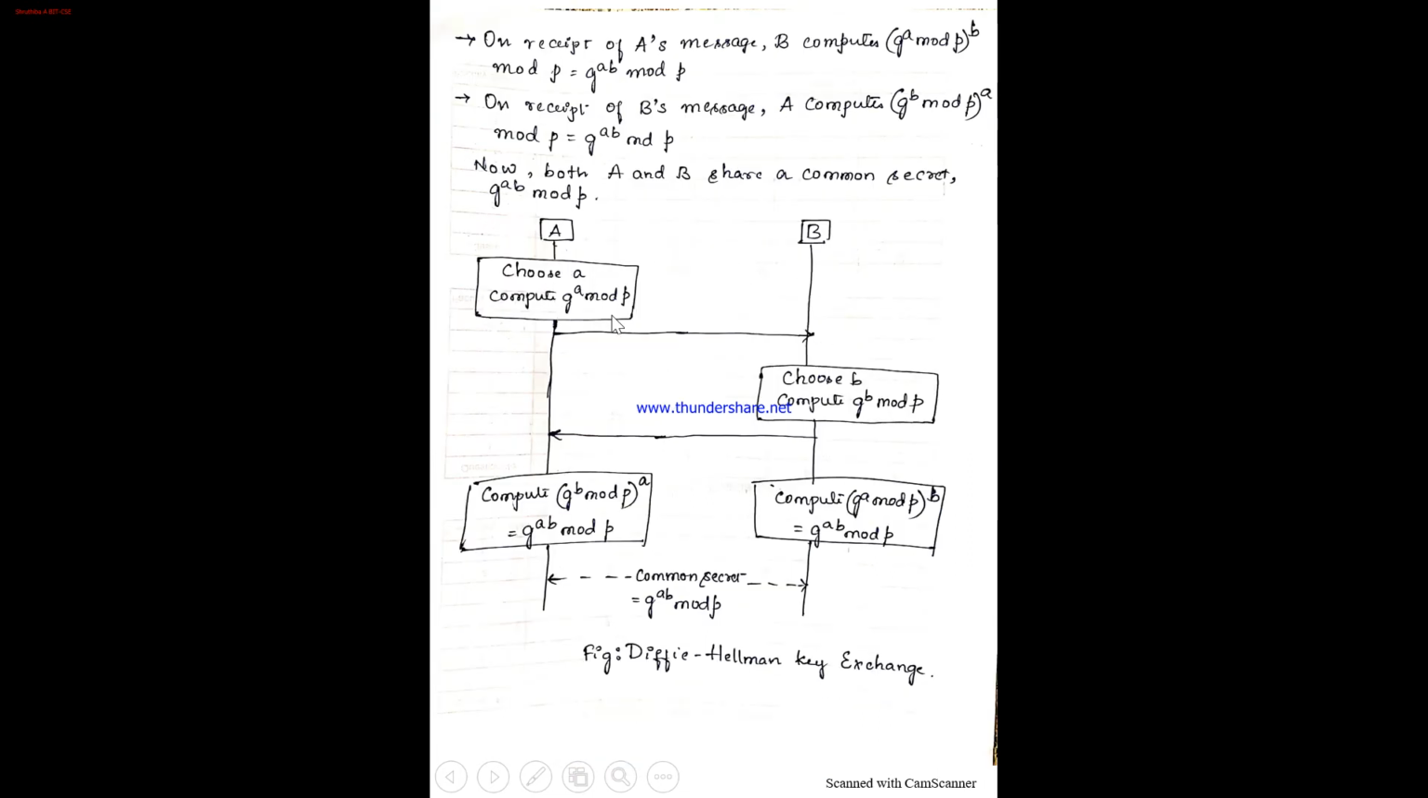The g and p values, A and B will know in advance. On what generator they are working and what prime number they have considered, both will share offline. That should happen. So this is the Diffie-Hellman key exchange.